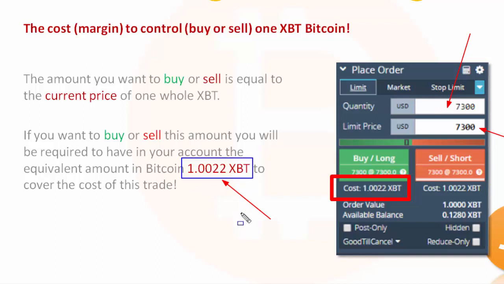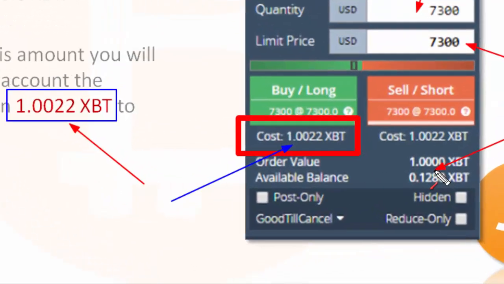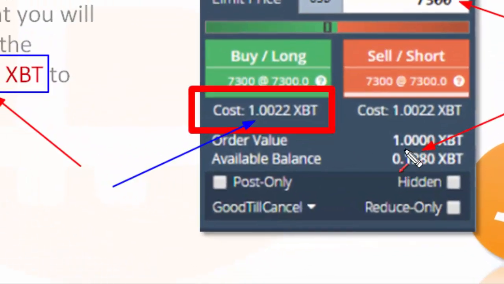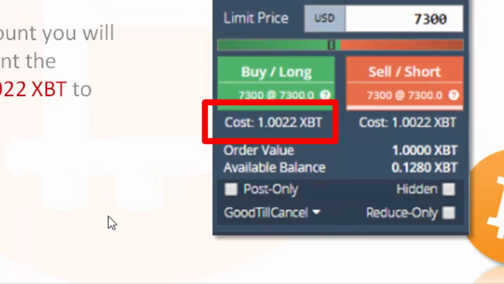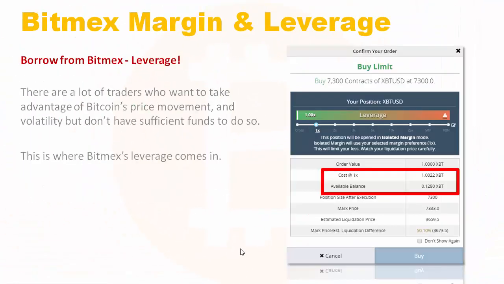The problem is I haven't, and you can see this here. You can see the cost to do this trade is one full Bitcoin. And if you look here, you will see that the amount available is nowhere near. You need one Bitcoin, and I've got 0.1, so I haven't got sufficient funds in order to trade it. So how do we get around this?